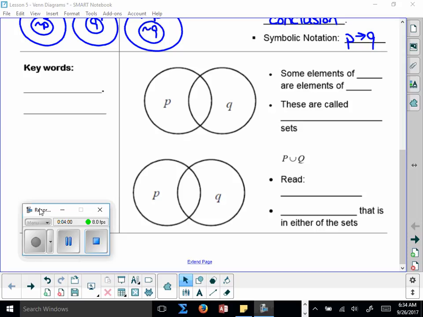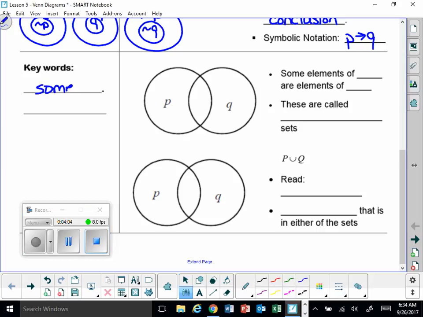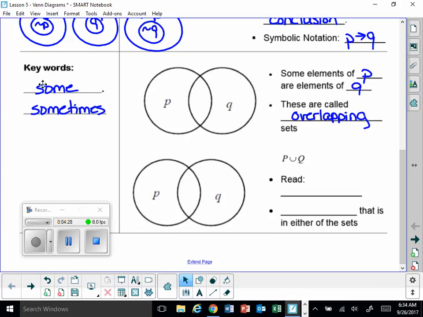Another type of Venn diagram you will notice is overlapping. Key words for these type of diagrams include some and sometimes. Now there's a couple of different situations that happen when you have overlapping Venn diagrams. Some elements of P are also elements of Q, and these are called overlapping sets. All right, I'm giving you a brand new symbol here, one that we have not seen before, but one that is similar to one we saw before.